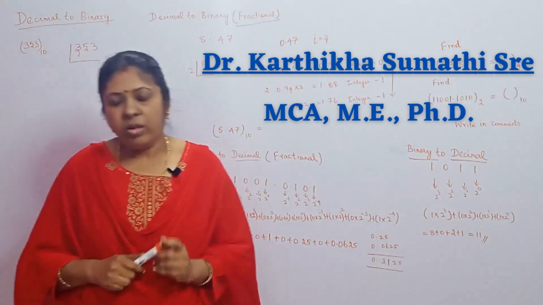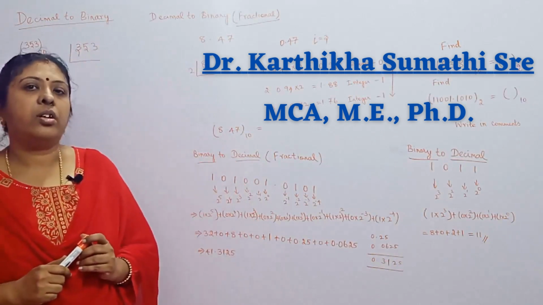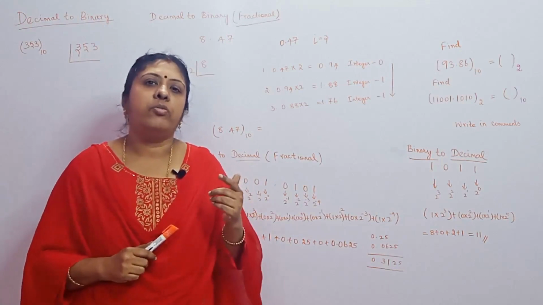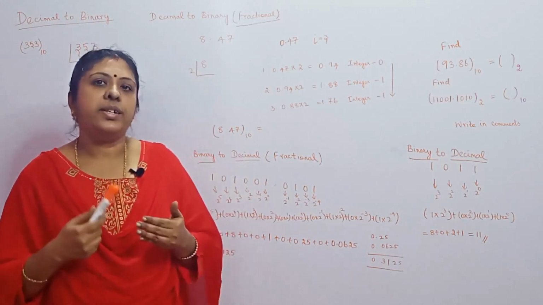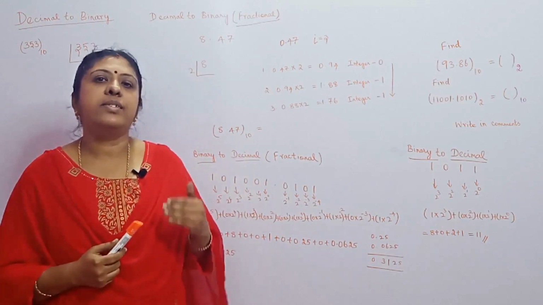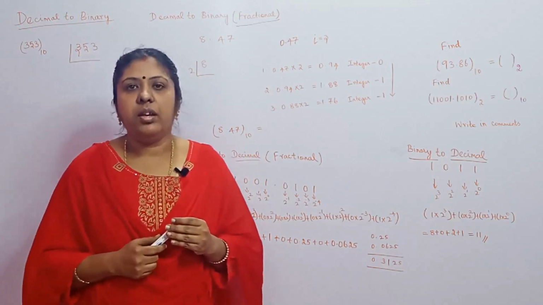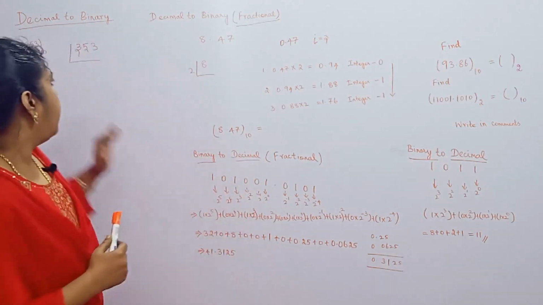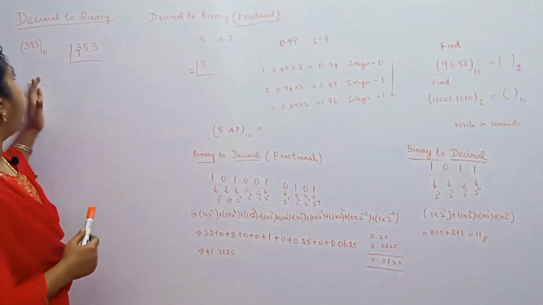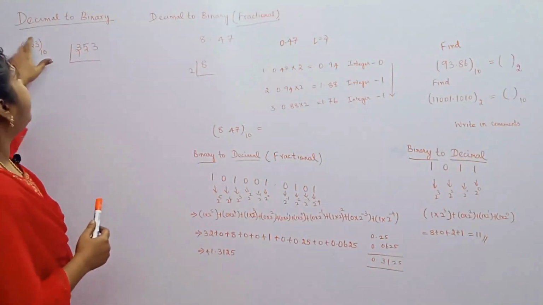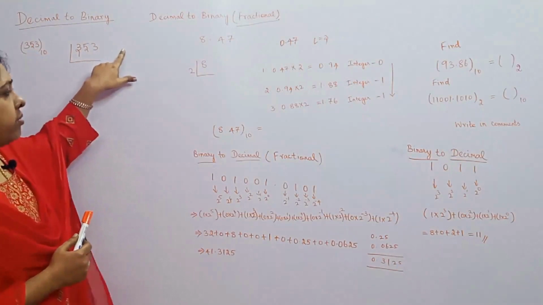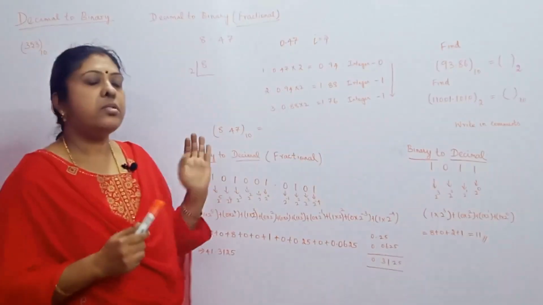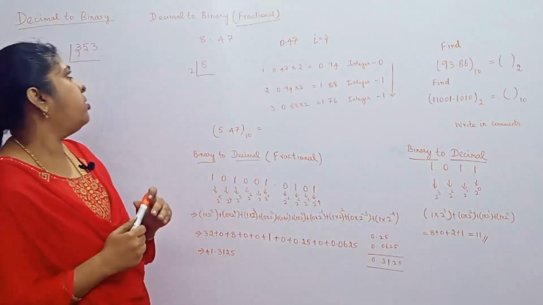In today's video, we are going to talk about two types of conversions. In the previous video, we had already discussed the decimal, binary, hexa and octal conversions. If you want to check, then check my previous video. Okay, now today we are going to talk about decimal to binary conversions and then binary to decimal conversions. These two conversions we are going to see today.